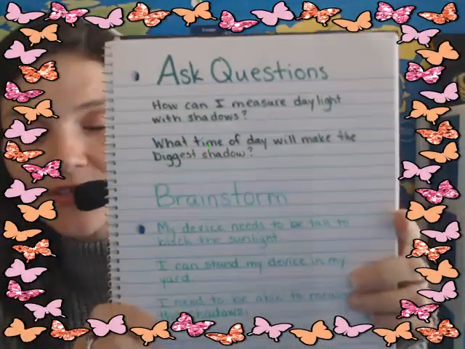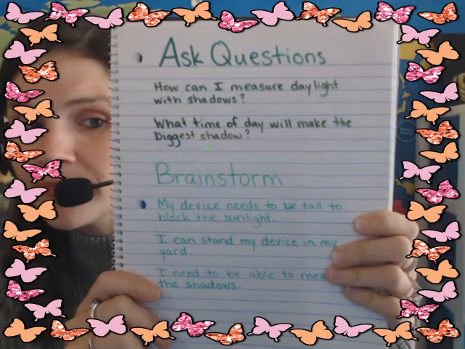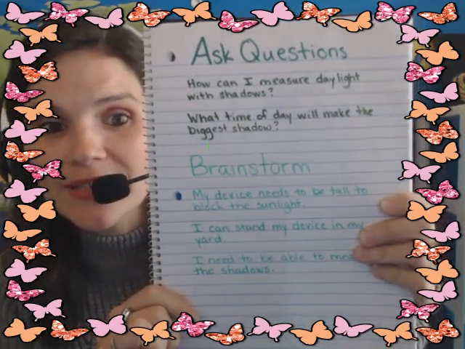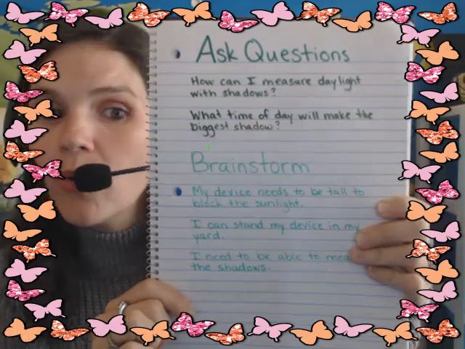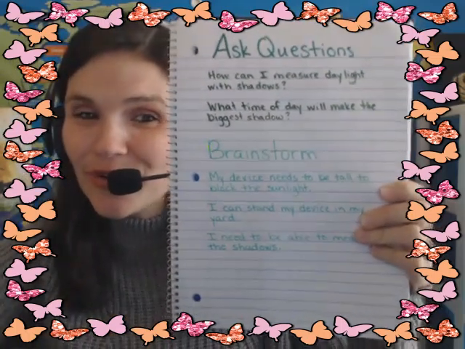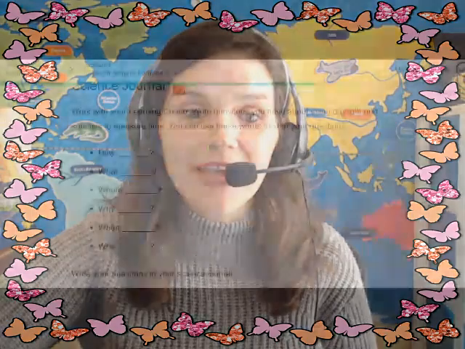Here's my example in my science journal. I have two questions. Number one, how can I measure daylight with shadows? And number two, what time of day will make the biggest shadow? Those are the questions I have. Your questions don't have to be the same at all. Whatever you want to know, you can ask. Make sure you record it in your science journal.